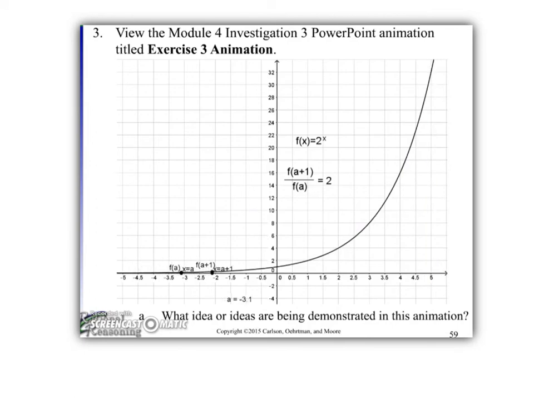As the input values vary, the animation also shows the size of the output for each input value that is 1 more than a, or a plus 1. Compare the relative sizes of these two output values for every possible value of a and a plus 1 as you watch this animation.